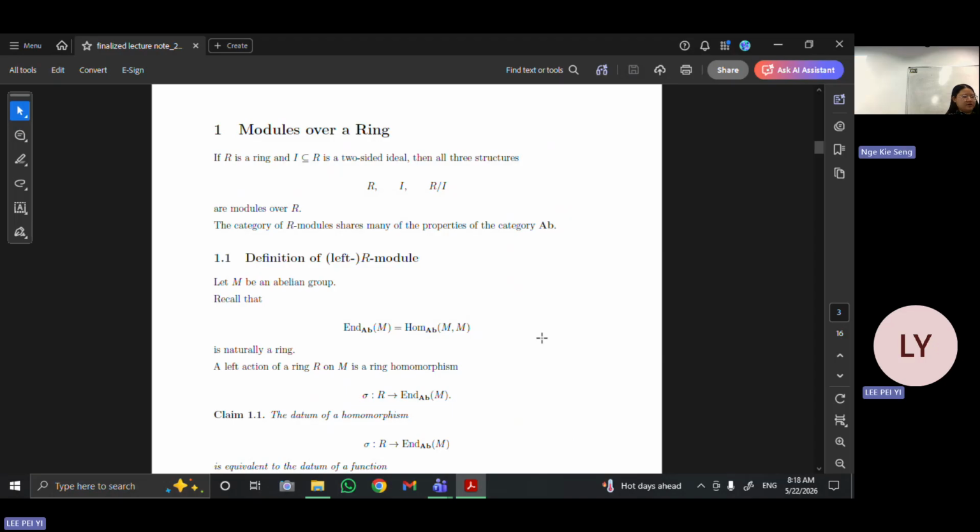So let M be an abelian group, and recall that End(M), the endomorphisms of M, is usually a ring. Its elements are group homomorphisms from M to itself. The addition is defined pointwise, the multiplication is composition, and the identity element is the identity map.